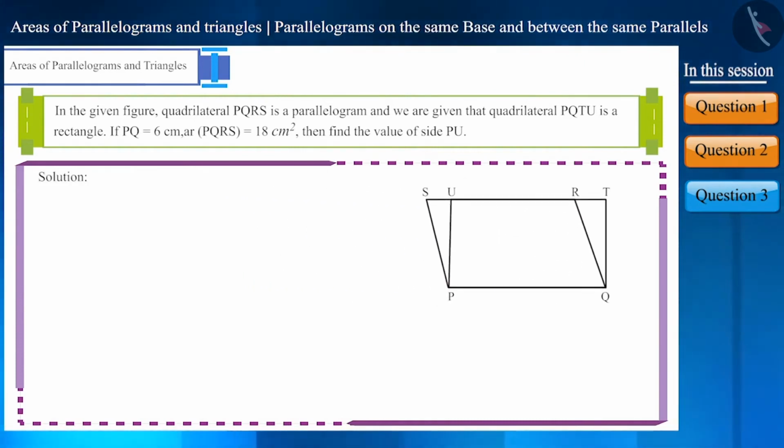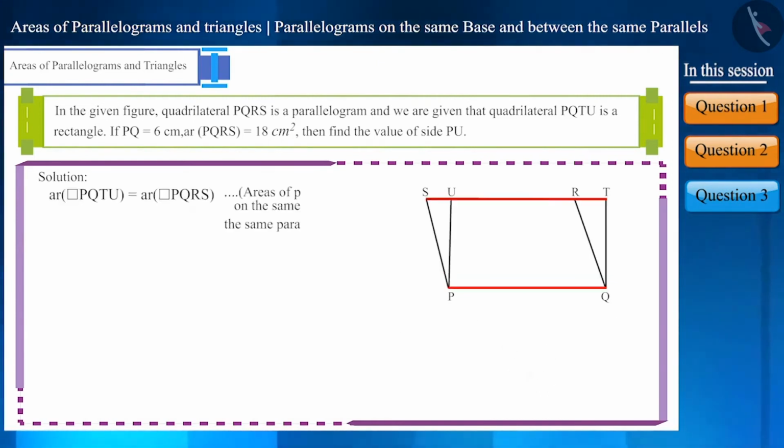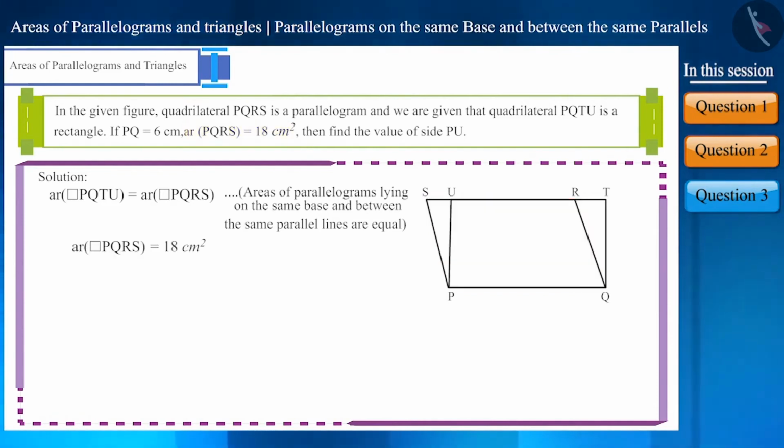We know that PQTU is a rectangle and a rectangle is also a parallelogram. Here, rectangle PQTU and parallelogram PQRS lie on the same base and between the same parallel lines. Therefore, their area will be equal. We are given the area of parallelogram PQRS as 18 square centimeter. Therefore, the area of rectangle PQTU will also be 18 square centimeter.